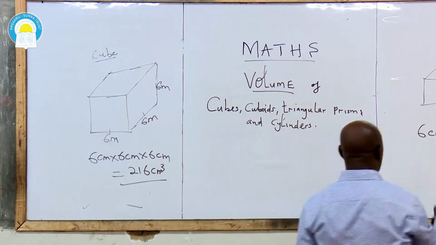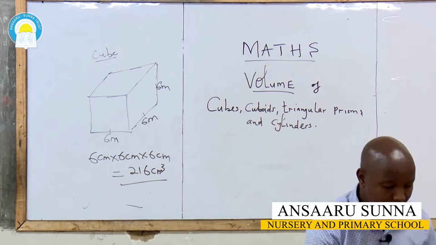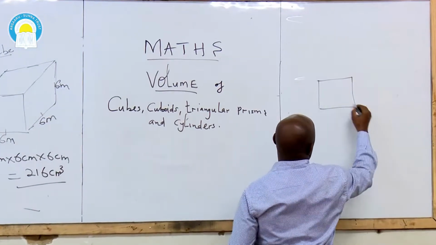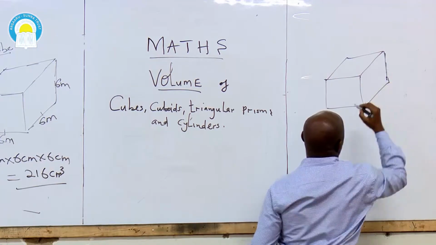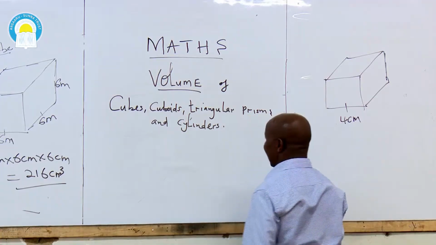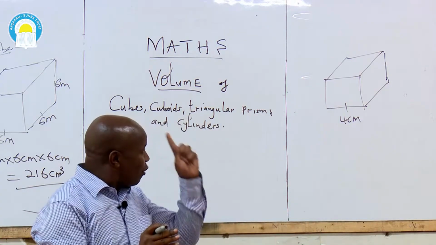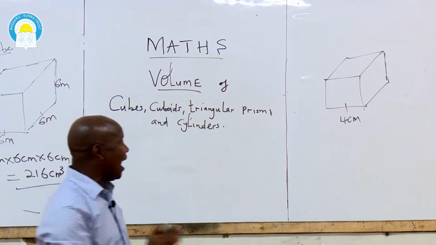Another example of a cube, so that you understand quite well. I give you another cube where one side is 4 centimeters. Let one side be 4 centimeters. This one is a cube, all the sides are equal. In class, when you are given one side, use your mind and your brain to know that in a cube, all the sides are equal.